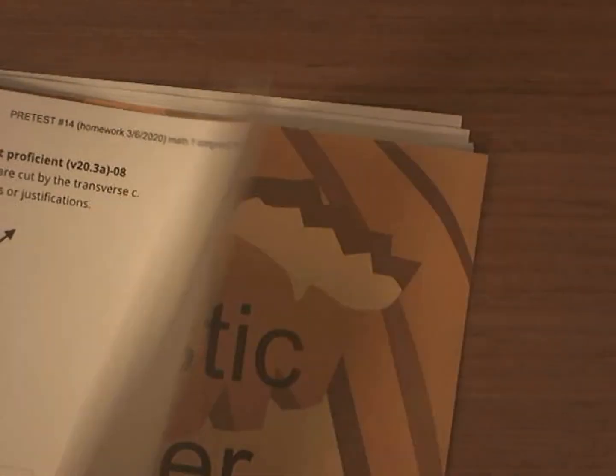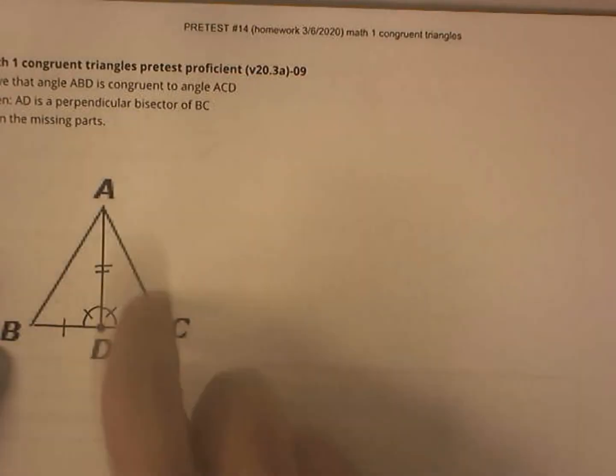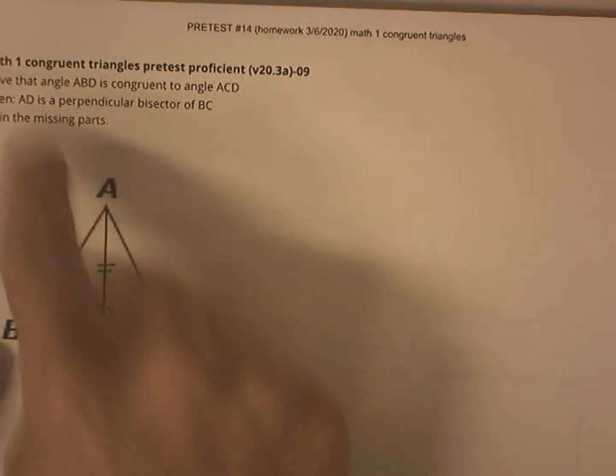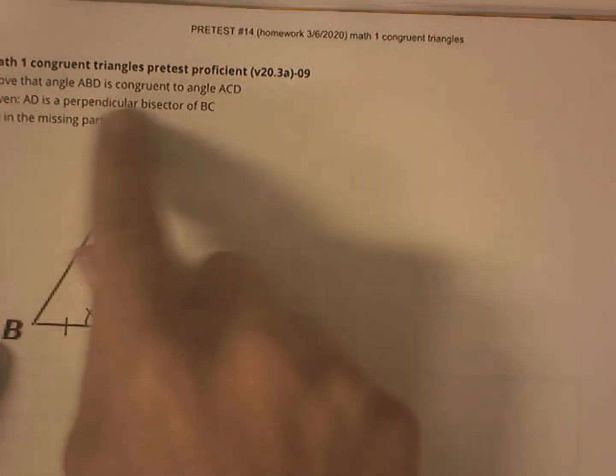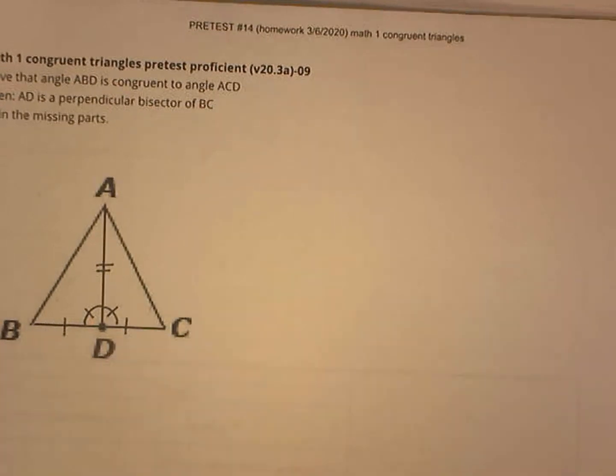All right, and then I think we get another proof here. Prove that this is congruent to that. So I was given that AD is a perpendicular bisector, so that means that is a right angle, and those are going to be equal.